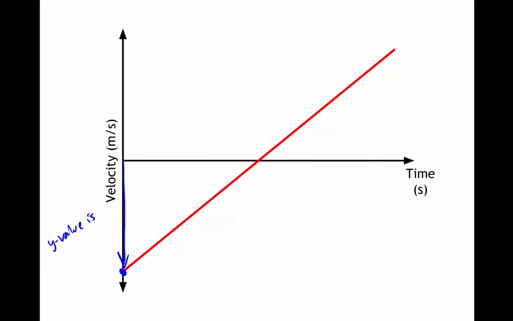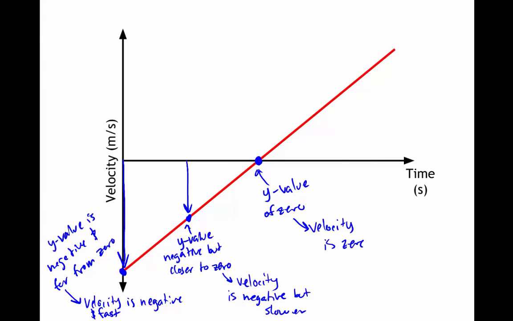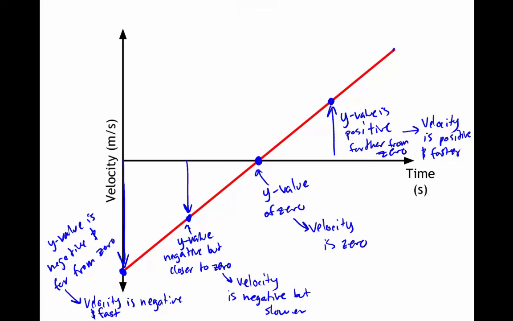Let's look at the points and see if we can interpret it that way. Initially we have a negative y value that's far from 0. So that must mean our velocity is negative and fast. As I keep going, I see that our y value is negative but closer to 0. This means our velocity is going to be negative but slower. Now, dead in the center, we have a y value of 0. So that means we must have stopped. After that, we see a y value that's positive but further from 0. So our velocity must be positive and faster. And then finally, we have a y value that's far from 0 and positive. So our velocity is fast in the positive direction.